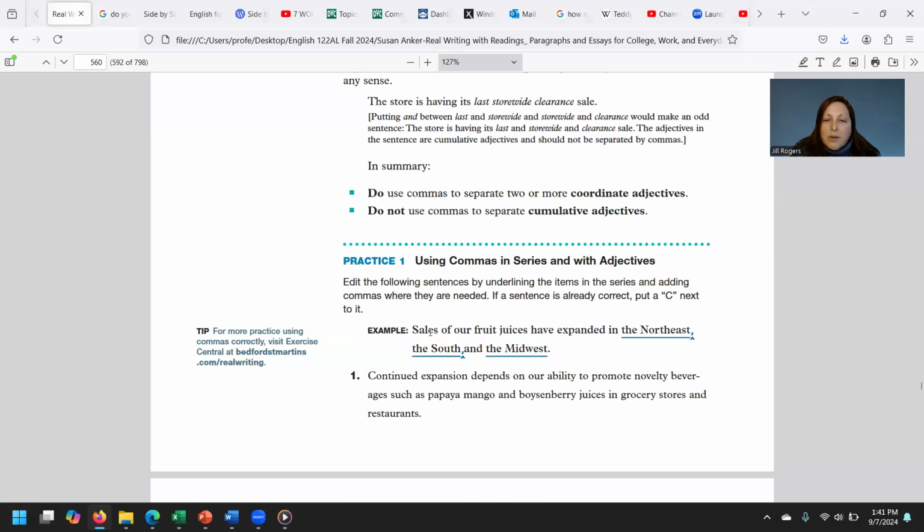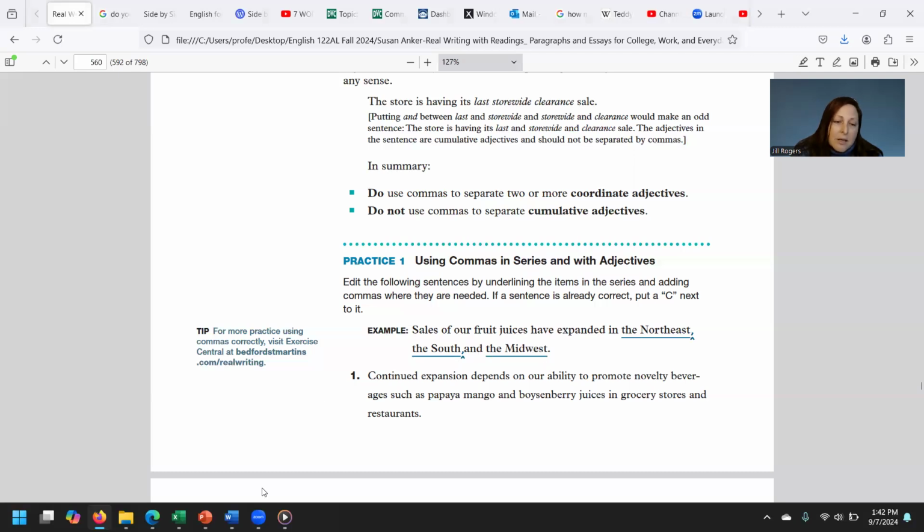So let's look at this example. Sales of our fruit juices have expanded in the Northwest, the South, and the Midwest. So it didn't have commas before. But first, this person underlined what the items in the series are: Northwest, South, Midwest. But then they said, oh, but we need commas, right? So they had to add a comma and a comma, right?